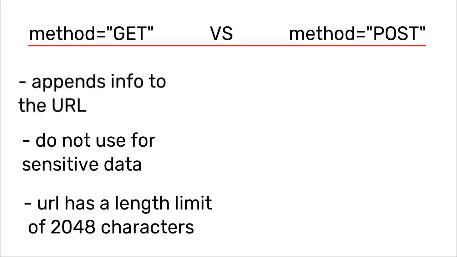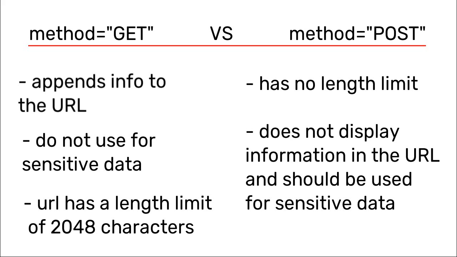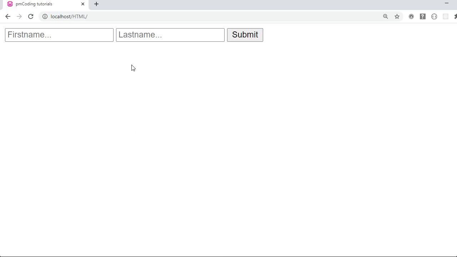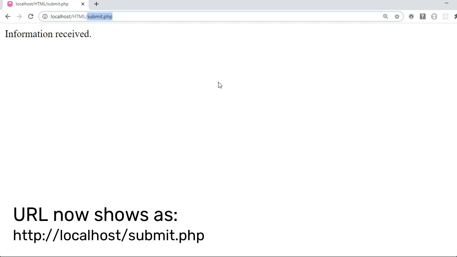The post method, on the other hand, has no length limitations. Additionally, it does not display the information in the URL, which makes it more secure. Whenever you want the user to send you sensitive data through your form, use the post method. To show you, if I change the method to post, reload the page, and submit my info again, the URL does not contain my data anymore.